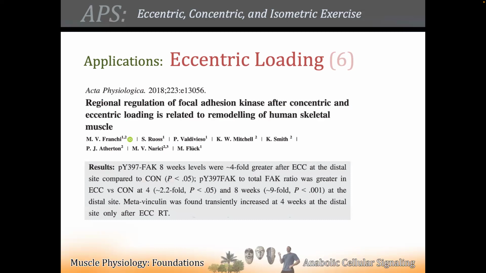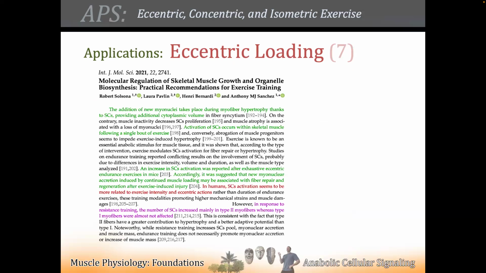And then the authors mention here vinculin. This is a linkage protein that anchors integrin to the actin cytoskeleton. You don't need to know what it is. It's just they mention it, so I figured I would explain it.